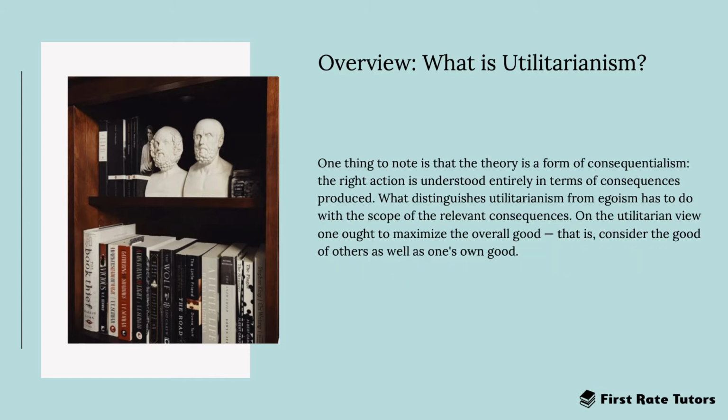One thing to note is that the theory is a form of consequentialism. The right action is understood entirely in terms of consequences produced. What distinguishes utilitarianism from egoism has to do with the scope of the relevant consequences. On the utilitarian view, one ought to maximize the overall good. That is, consider the good of others as well as one's own good.